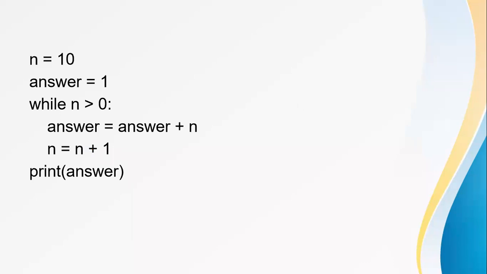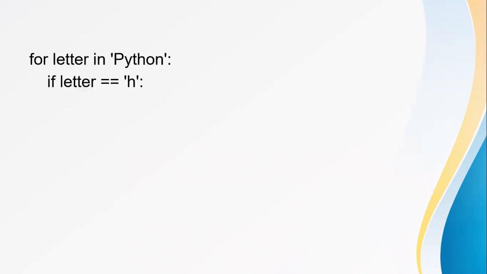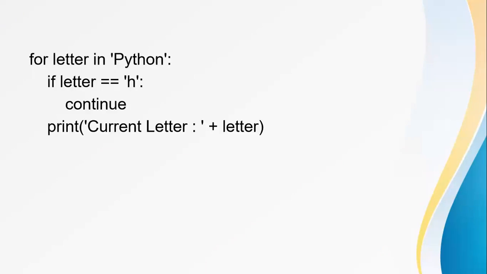So n starts at 10 and it is incremented by 1 each time through the loop. So it will always be positive. For letter in Python, if letter is equal to h, continue, print current letter plus letter. What is the output here?